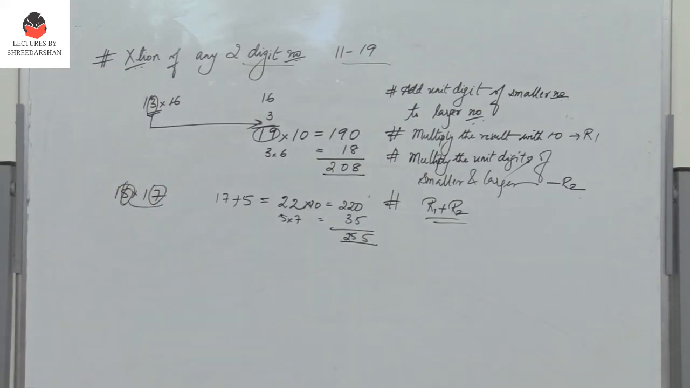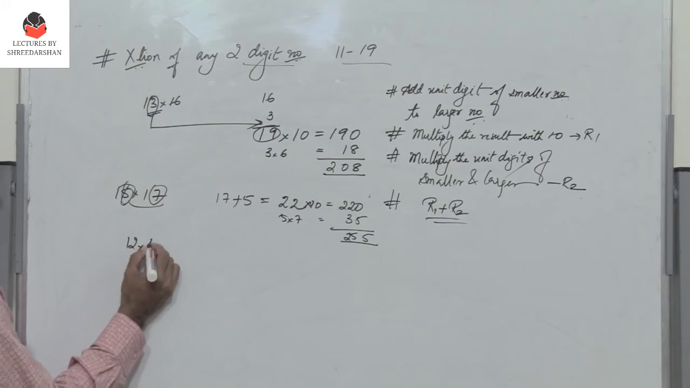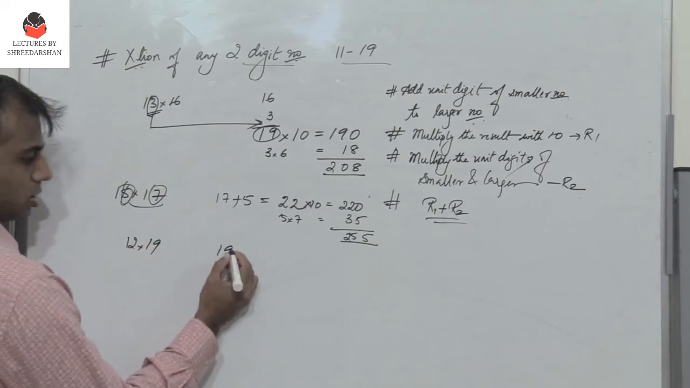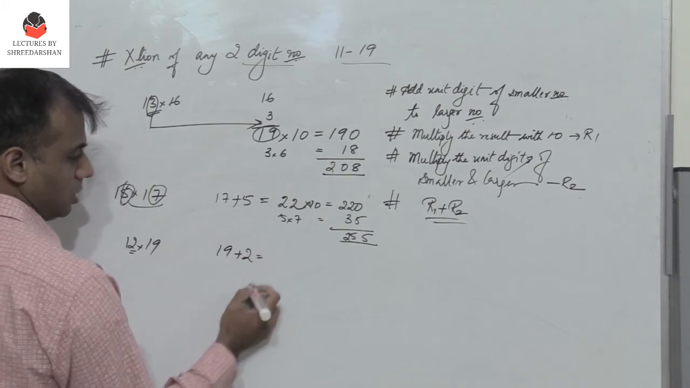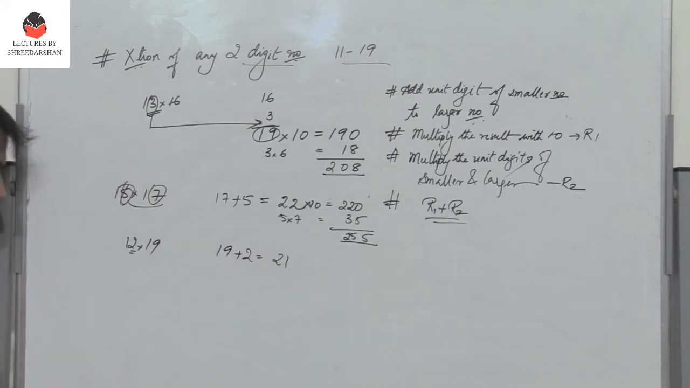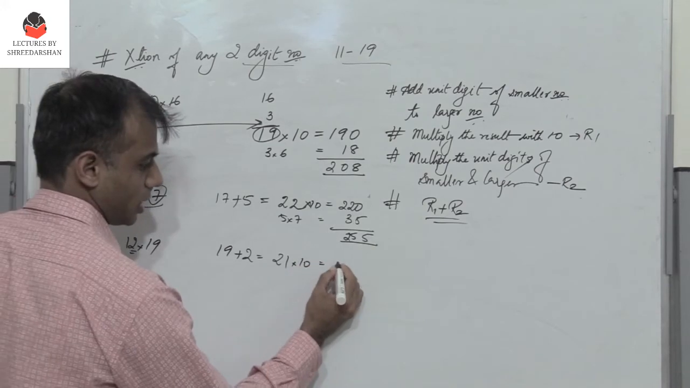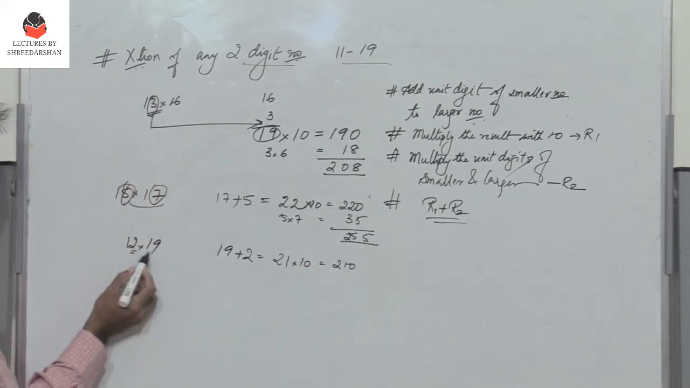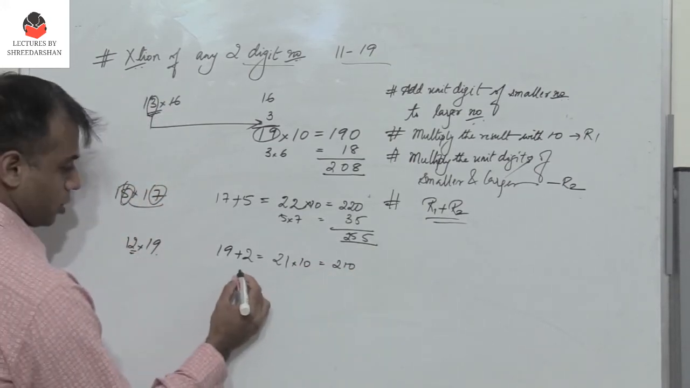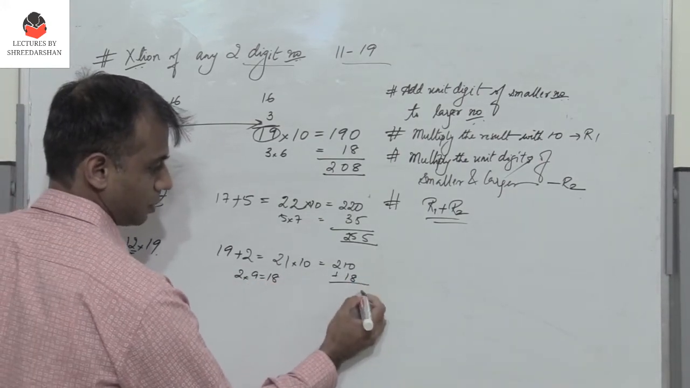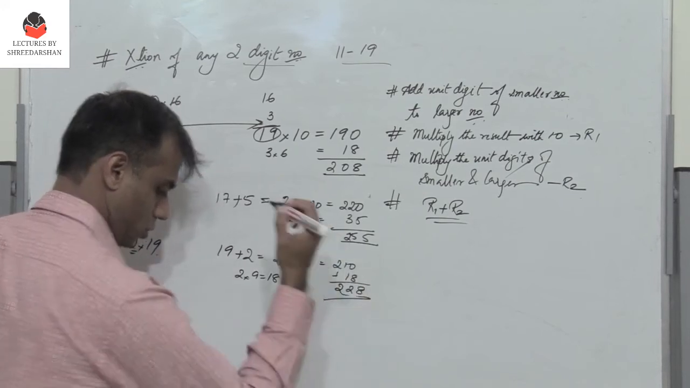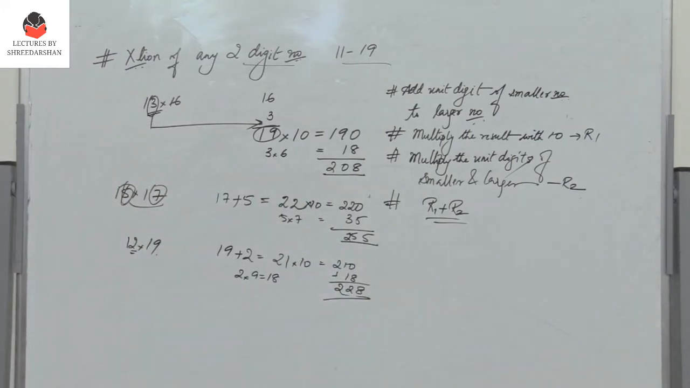So let's take another example. I have 12 into 19. I have the larger number. Add the unit digit of the smaller number to the large number. So I get 21. Multiply this with 10, so I get 210. Multiply the unit digits of both the numbers, which is 2 into 9, which is 18. Add these two. I get 228. So 228 is the answer.